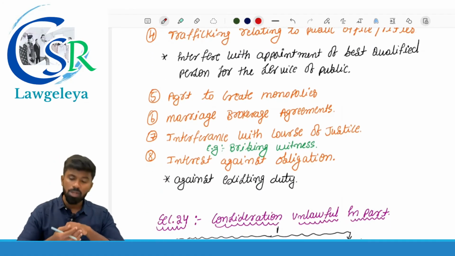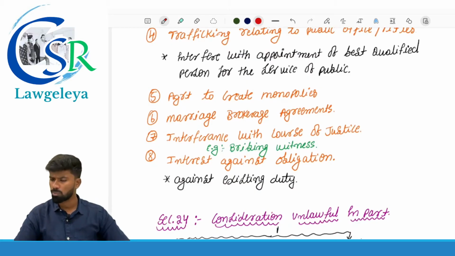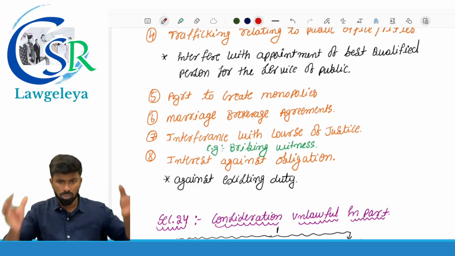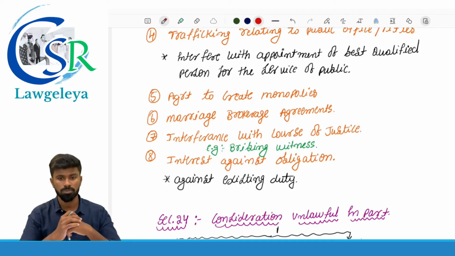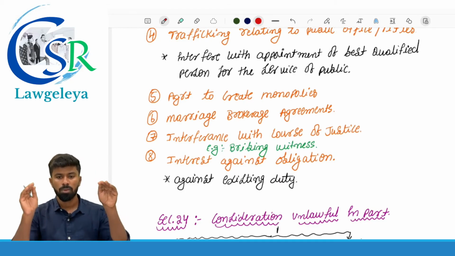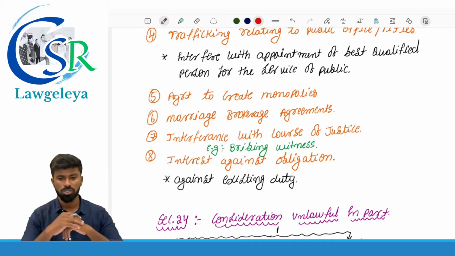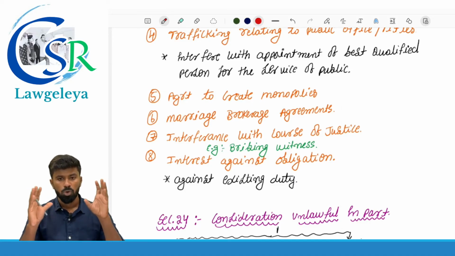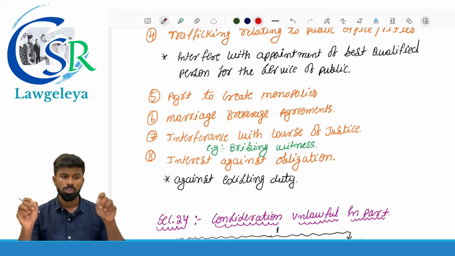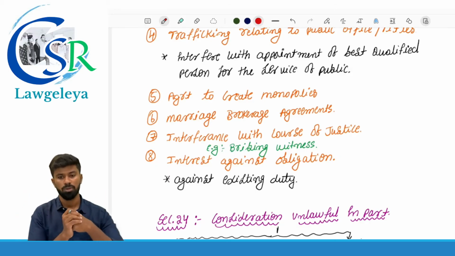Next one, agreement to create monopolies. Valid or void? Void. Why, sir? Because if there is competition, it benefits society. The more the competition, the better the price. There will be innovations, inventions. Because a monopoly will curtail all these things, an agreement to create monopoly is what? Void, not enforceable by law.